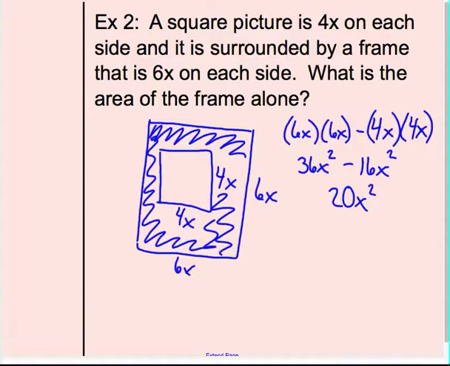It's kind of like when you have a fraction, you don't subtract the denominator. You need a common denominator, you need like terms, but you don't actually subtract or add the denominators together. Same with our variables.